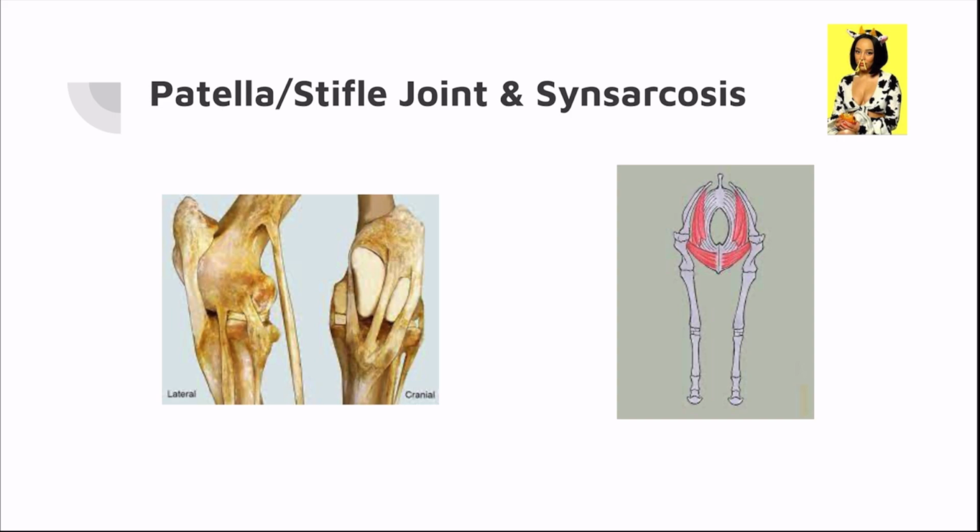The stifle joint is located in the hind limbs of quadrupeds such as the cow and is essentially the equivalent of the human knee. The stifle joint joins the femur to the tibia alongside the patella, which is a sesamoid bone that provides an articular surface known as the trochlea that aids in the movement of this joint.